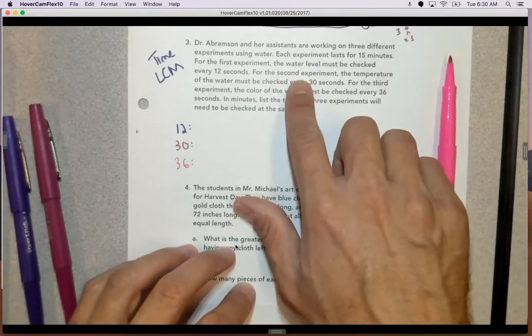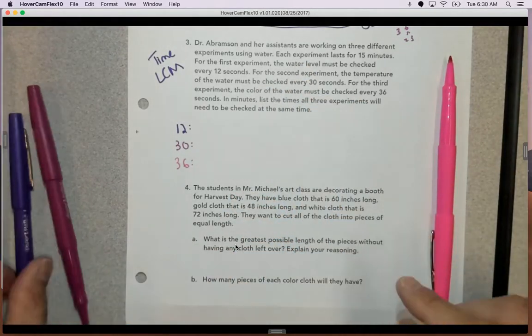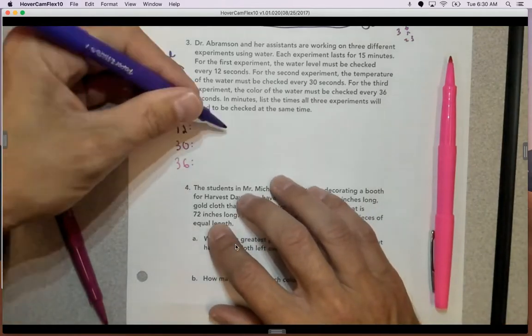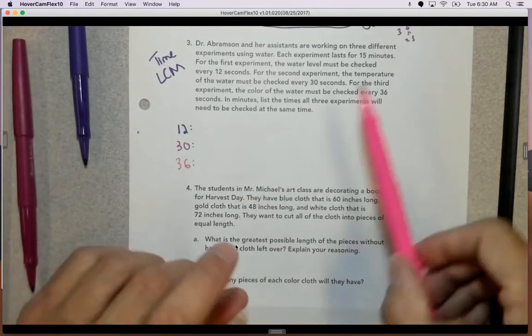Sorry, I'm just rereading a couple times. All right, so I'd probably start with the biggest number. So I know it's 36 and then it's 72.